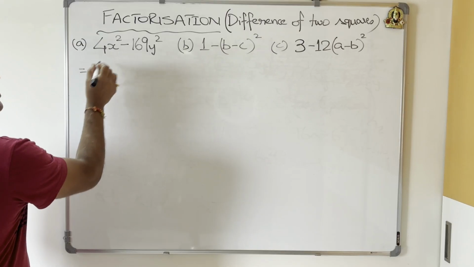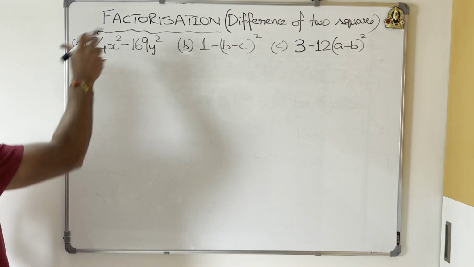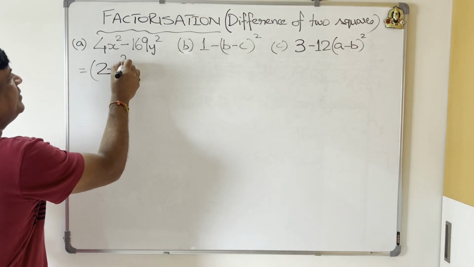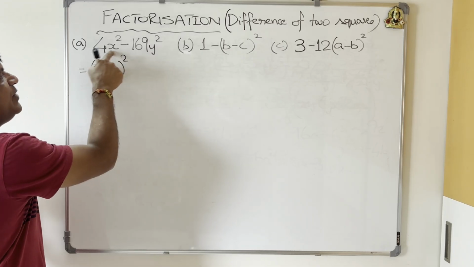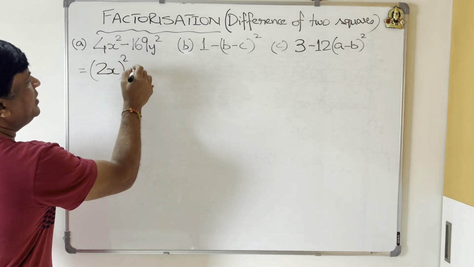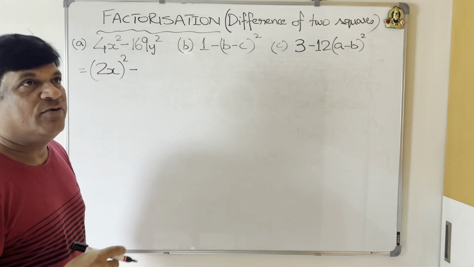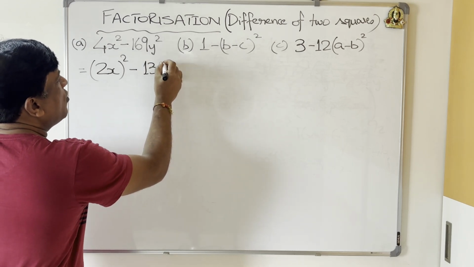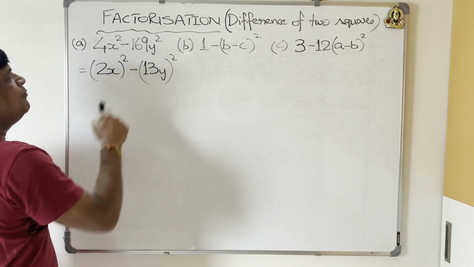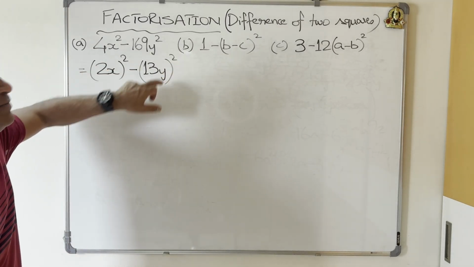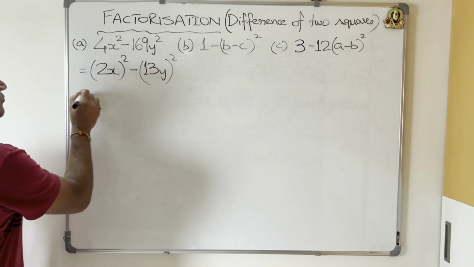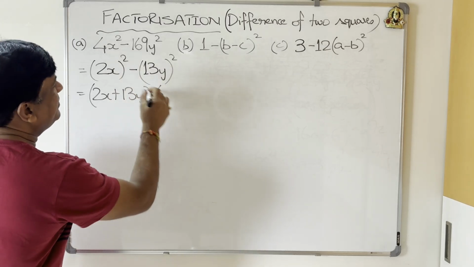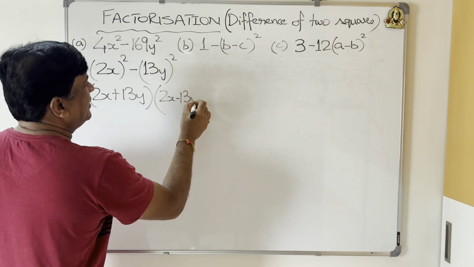So what can I do? You have a 4x square. How can I write it as a whole square of something? Can I write it as 2x whole square? When you do 2x into 2x, you get 4x square. Similarly, 169 is a square. What is the square root of 169? It's 13. So I can write this as 13y whole square. I brought it into the format of a square minus b square. So what are the factors for this one? Simple, it will be 2x plus 13y times 2x minus 13y.